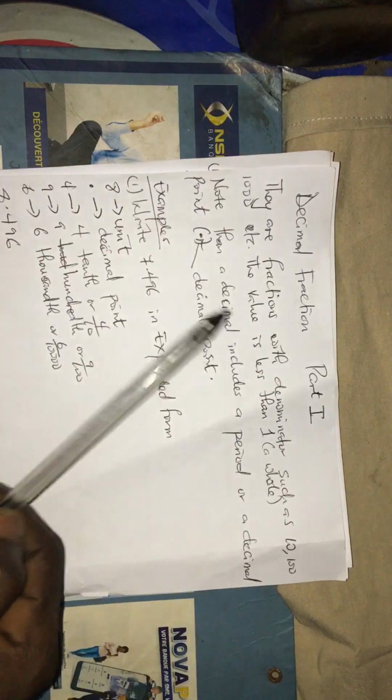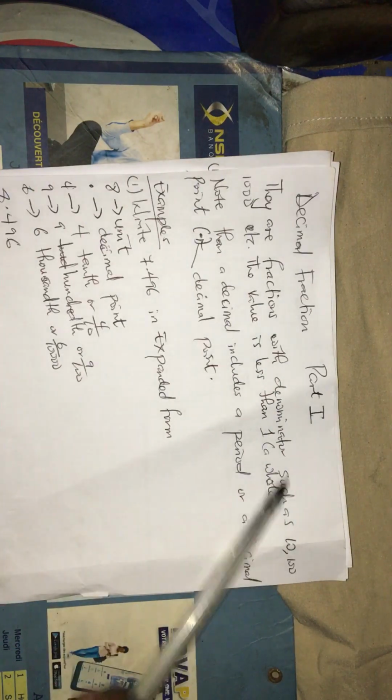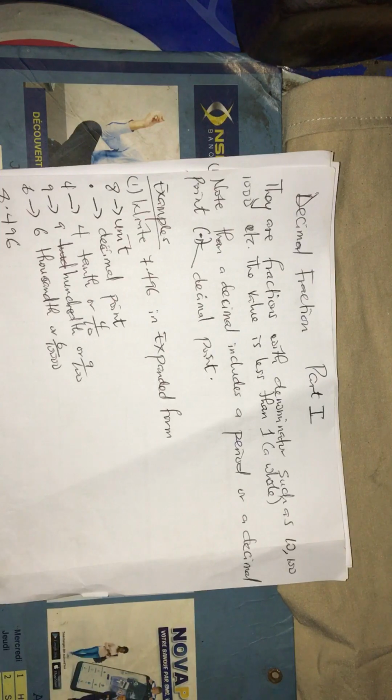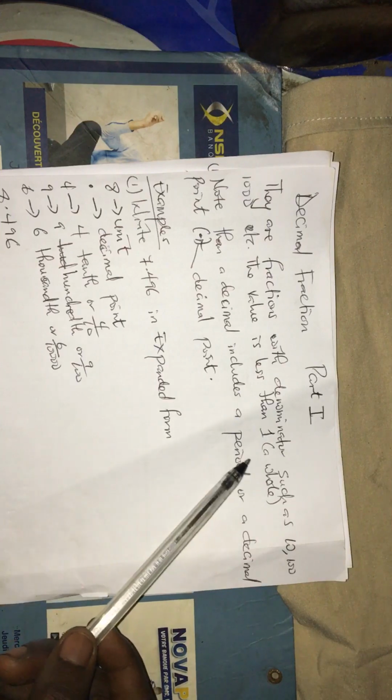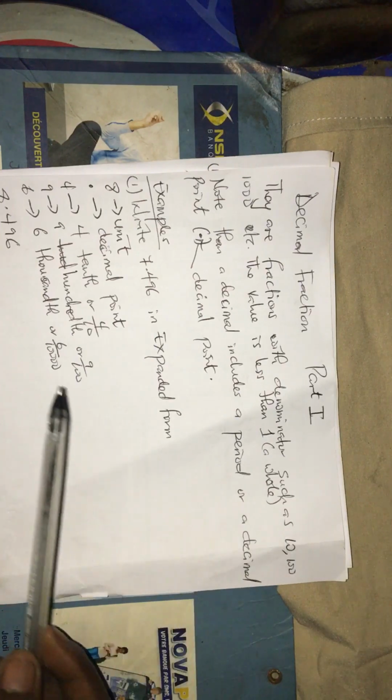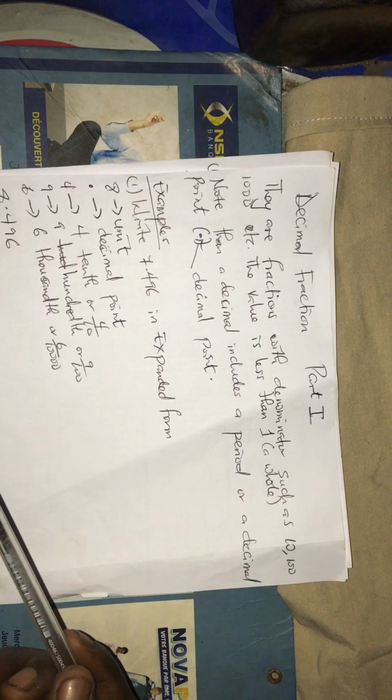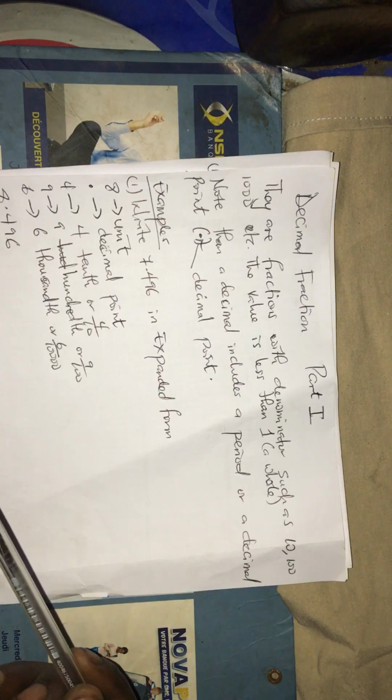They have fractions with denominators such as 10, 100, 1,000, etc. So denominators with 10, 100, 1,000, 10,000, 100,000. Those are all decimal fractions. Remember, it has to be the denominator. Now, the value is less than 1, which is a whole number. The value of a decimal is less than 1.